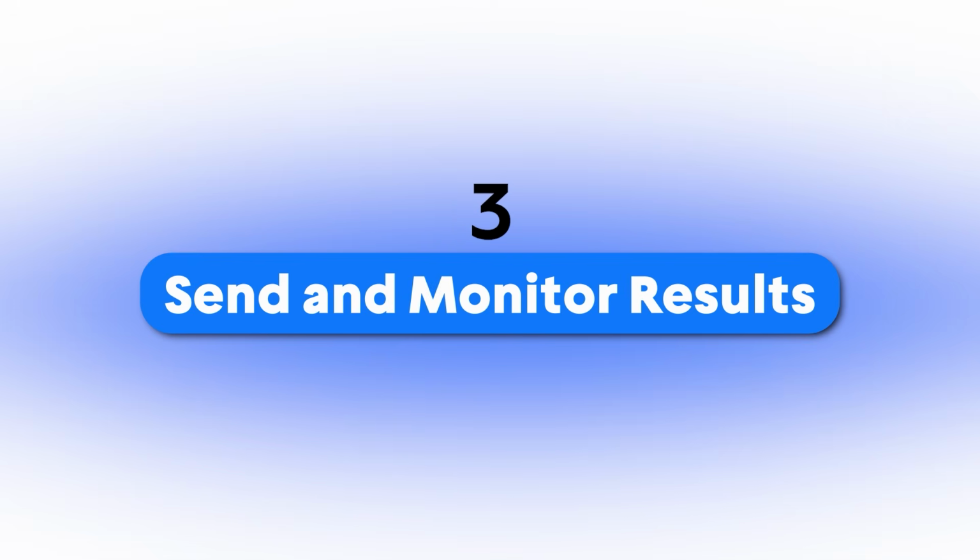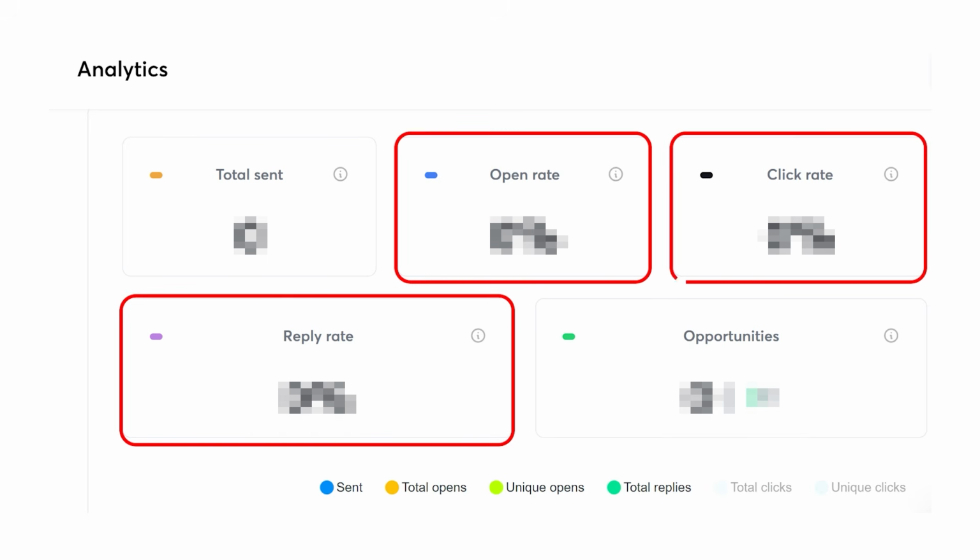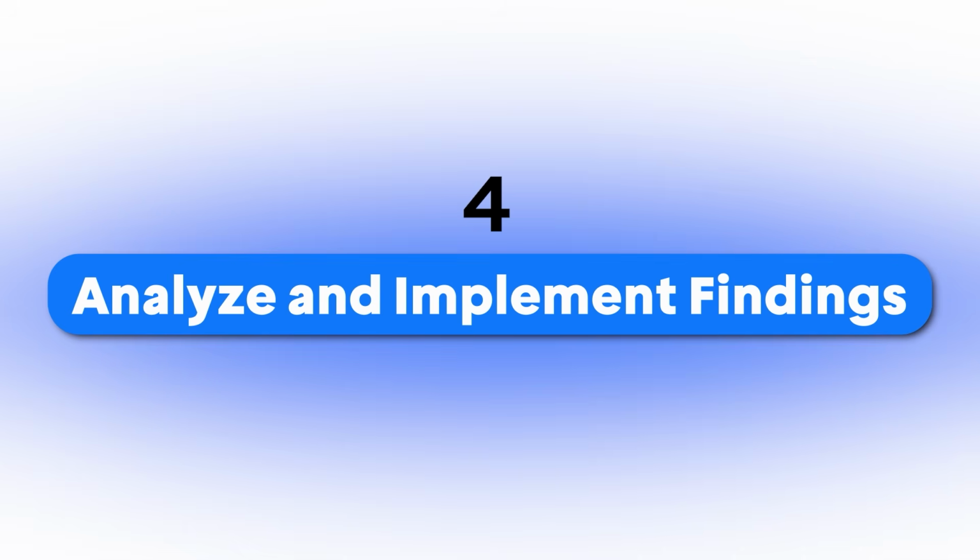And finally, number 3, send and monitor results. Pay very close attention to metrics like open rates, reply rates, and click-through rates, as those are going to determine which variation is performing better. 4, analyze and implement findings. After the test, analyze the data, see which version performed better, and double down on it.